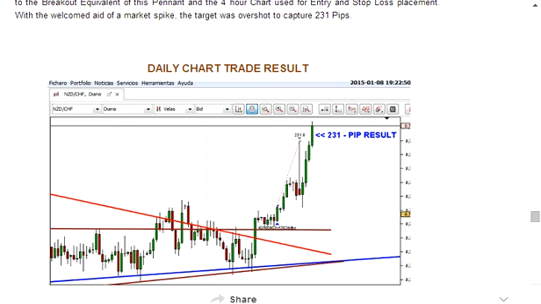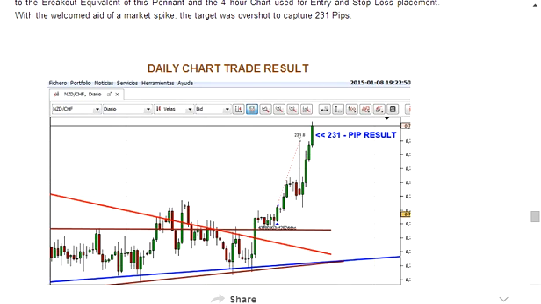and then a few days later the market actually overshot my initial 200 pip target to provide me with a 231 pip gain. Now, as you can see here, this trade was actually helped by a market spike that carried the trade beyond the 200 pip target, and as you can see here from the candles on the right, the market appeared to indicate that the breakout was going to continue way beyond this level here.